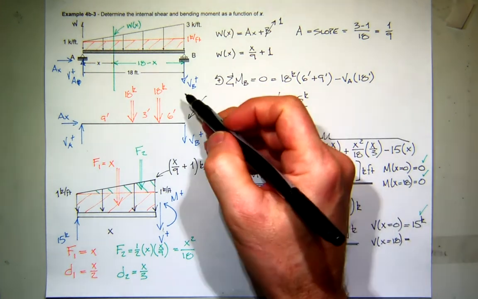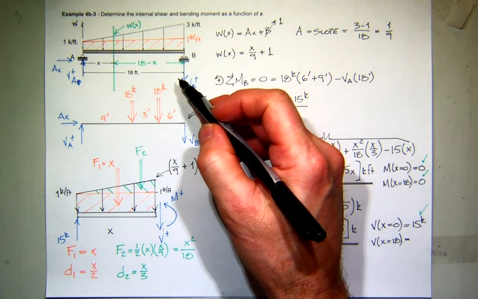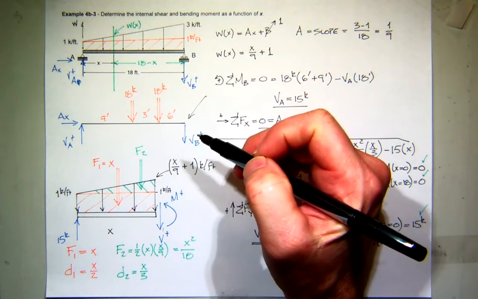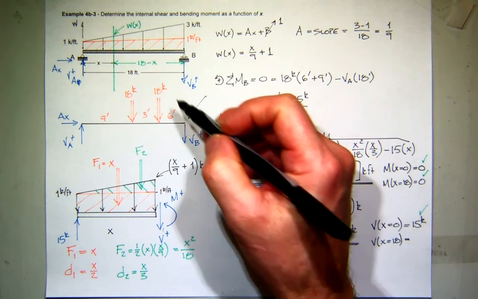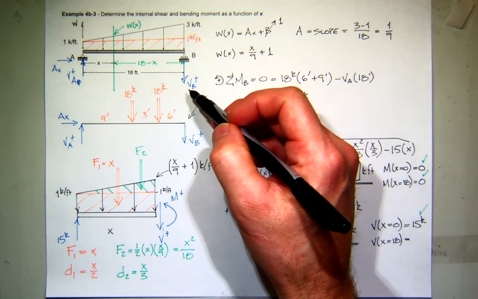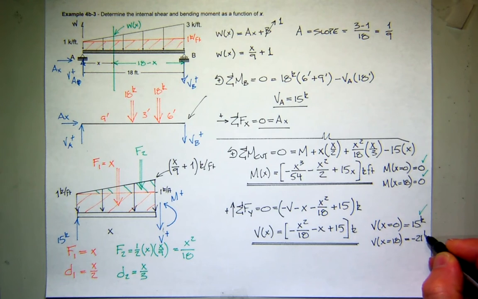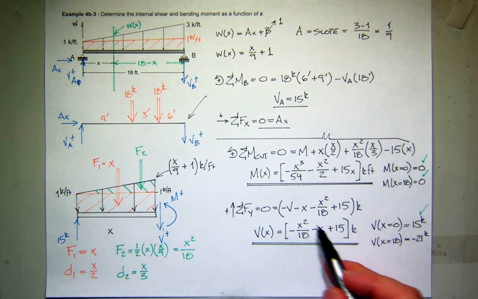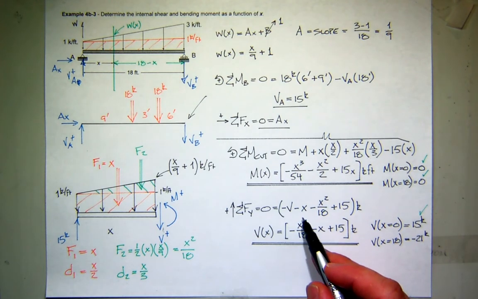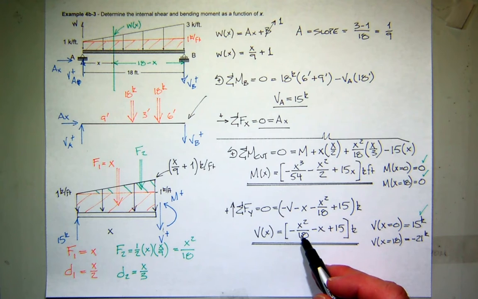Oh, by the way, would the force act up or down as a reaction? Up. So what kind of shear is that? Negative. So let's see if the shear is minus 21 at the free end. Plug in x equal 18. Well, one of those 18 cancels, so you just get negative 18 minus 18 plus 15. What do you know? You get negative 21. So that's good.